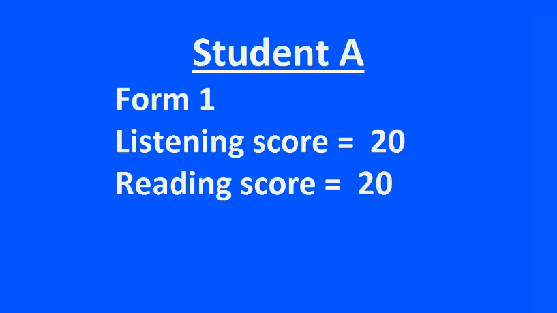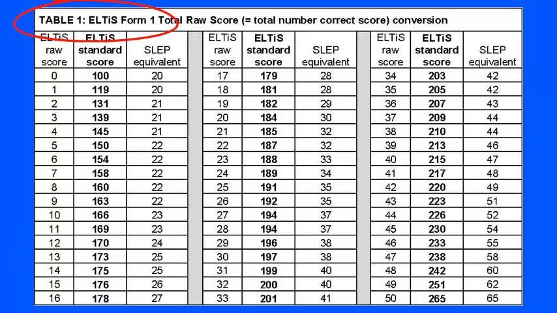Let's say that student A took ELTIS Form 1 and got 20 answers correct in listening and 20 answers correct in reading. Student A's total ELTIS raw score is 20 plus 20, which equals 40. Since the student took ELTIS Form 1, we use Table 1 to find the score conversions. Using the table, we find the ELTIS raw score of 40. Next to that, on the same row, is the student's ELTIS standard score, which is 215. To the right of that, you find the SLEP equivalent, which is 47.